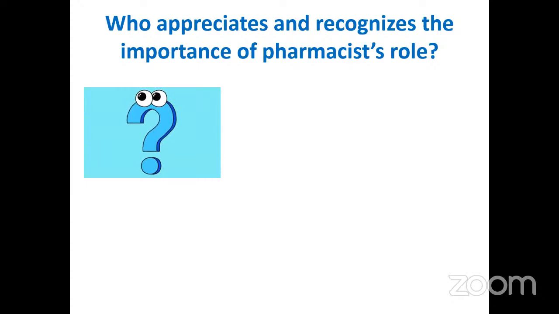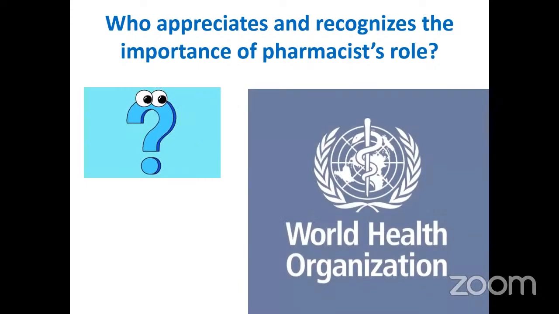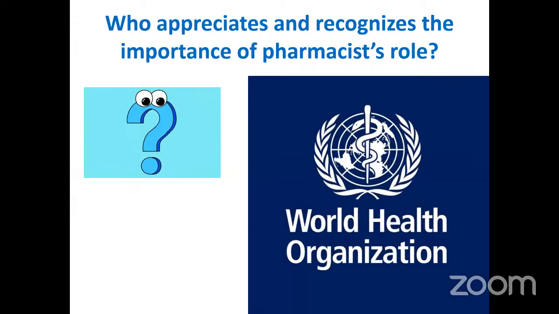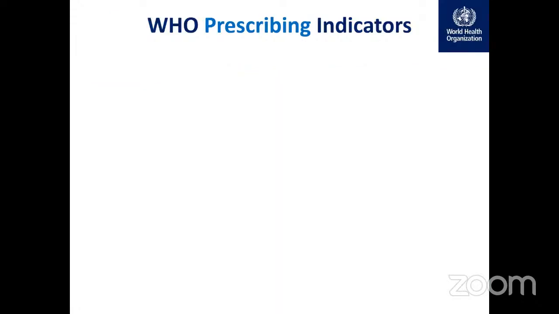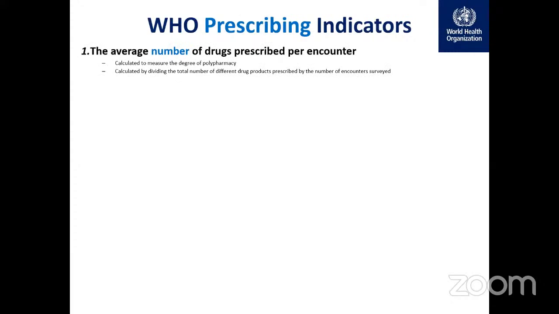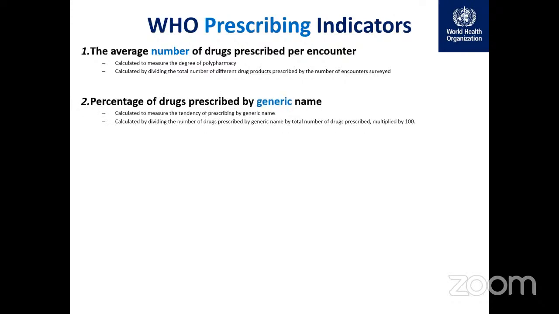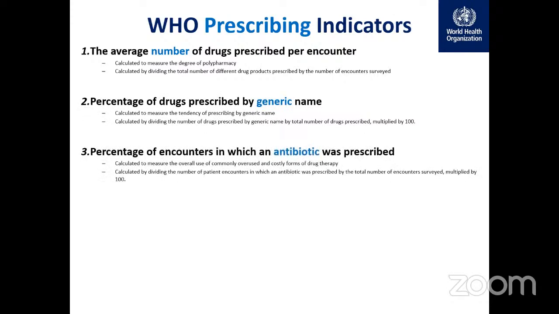The most important body of the world, that is WHO. WHO appreciates the role of the pharmacist at different forums at different times. The WHO prescribing indicators have been framed, and if you see all these indicators, the role of the pharmacist is in each and every one, like average number of drugs prescribed per encounter. Here the role of the pharmacist is there, because the pharmacist is the person who can audit all these prescriptions at his level. Then percentage of drugs prescribed with the generic name, again the role of the pharmacist.